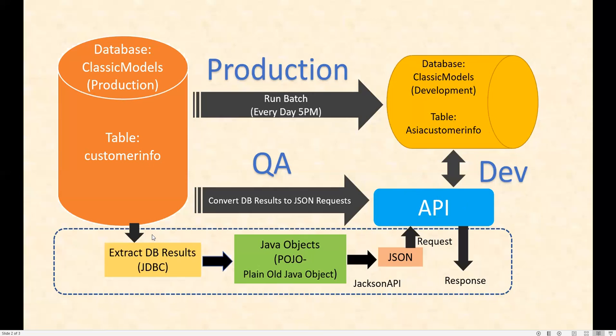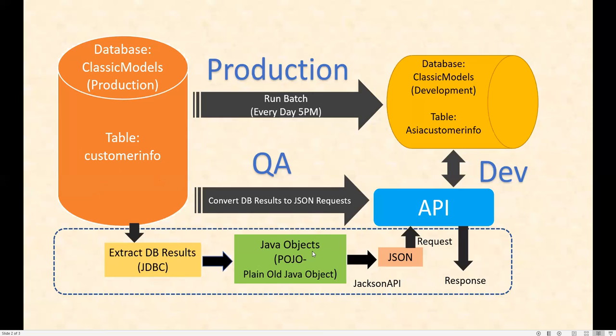So as part of QA, first we need to extract the data from this particular table. We need to create some mock table, and from that table we need to extract the data by using the JDBC concept in Java. Once we have extracted the data from this database, we need to convert those results into Java objects.